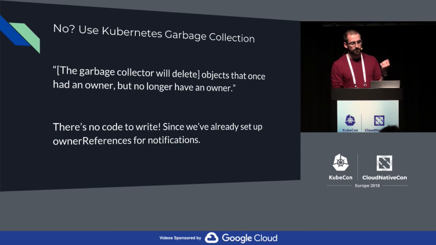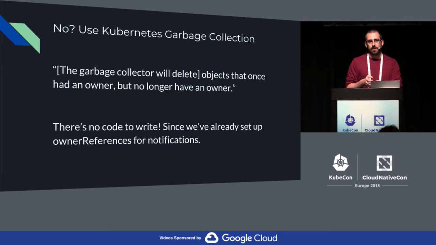The garbage collector will delete objects that once had an owner but no longer have an owner. So if you've set up that owner relationship to your parent resource, then when the parent resource is deleted, which is when you would be handling the delete, Kubernetes will go around and delete any child resources for you. So this way, you don't actually have to write any code at all to handle deletion. Kubernetes will do it for you. So no code is best.